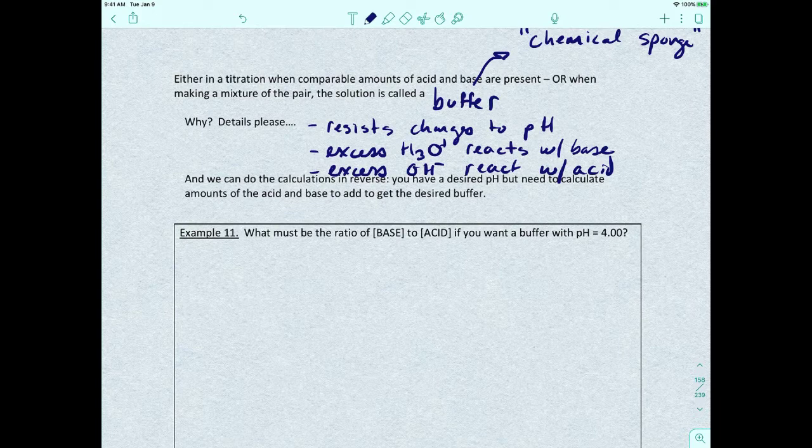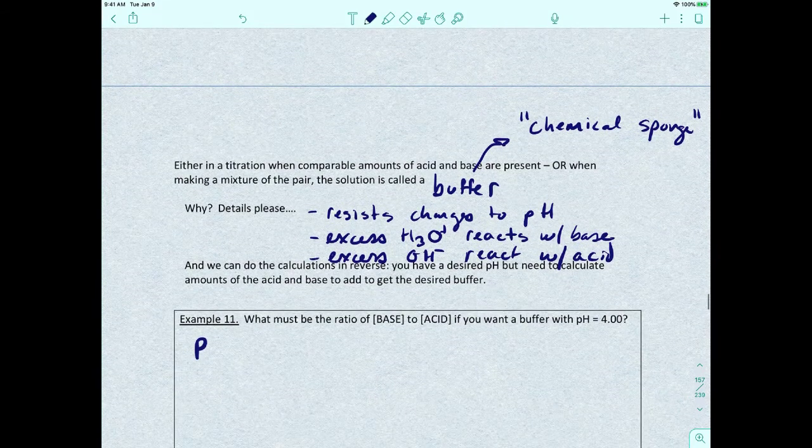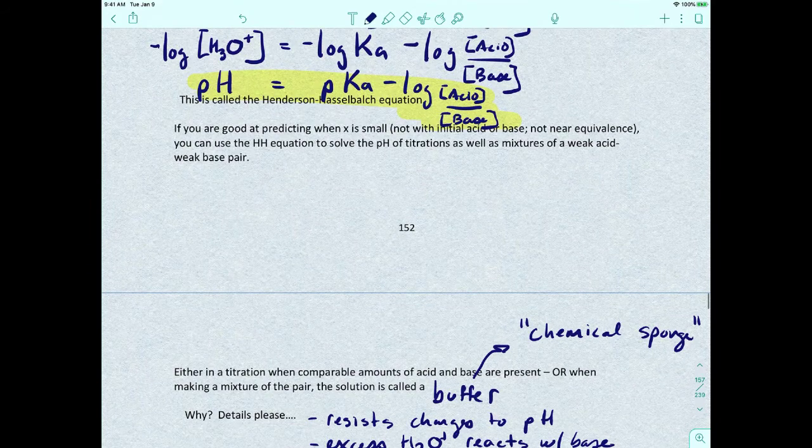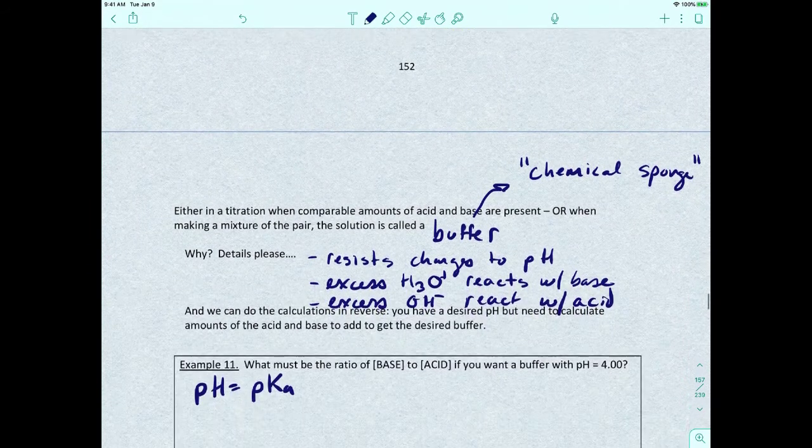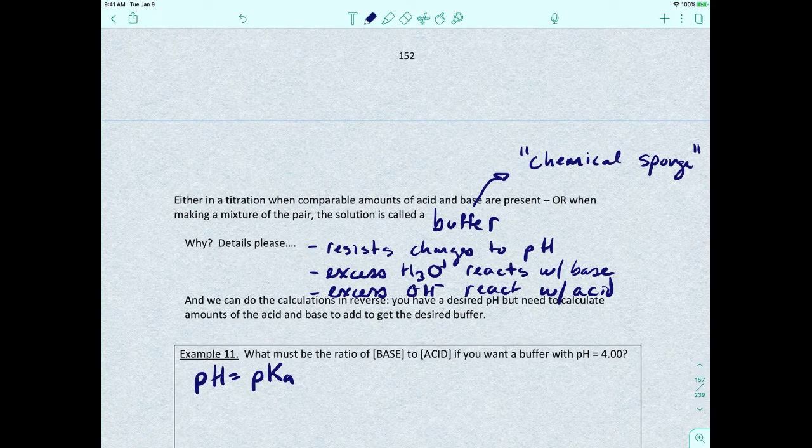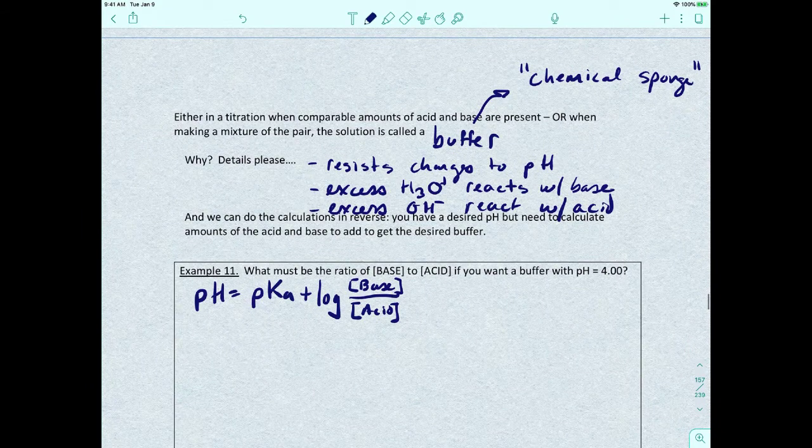Okay, so again, here's our equation. Let me be clear about this. The pH is equal to the pKa. Now, the way this was written, we have the log of the concentration of acid over the base. If we switch it around, where we get the base over the concentration of the acid, all we have to do is move that minus sign and change it to a plus sign. So there you go.